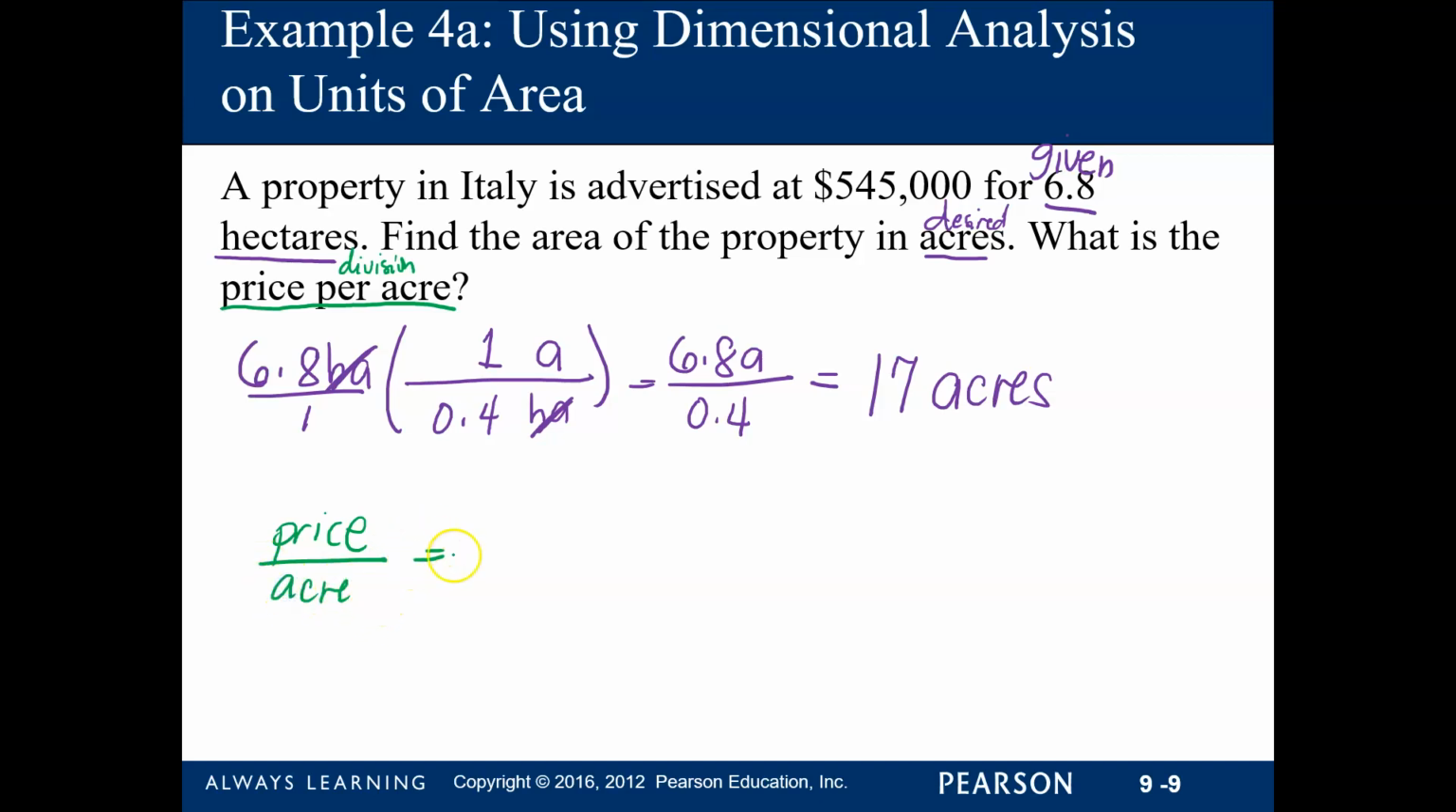And in this case, what's the price of the land? All in all, the property is at $545,000. And the number of acres is how many? There's a total of 17 acres. So if we divide those two values, each acre is around, this is very expensive, $32,059 per acre. So this is the price per acre. Remember, per is always associated with division.